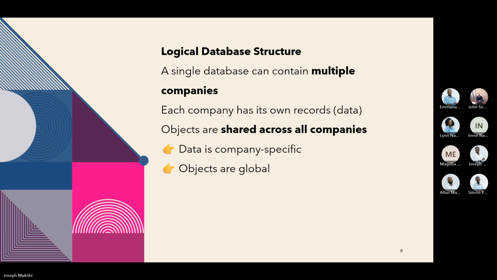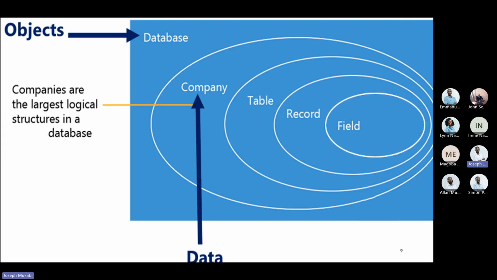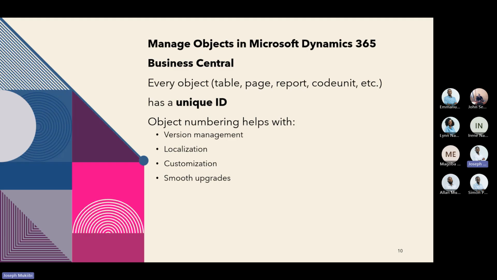Okay. So this is the image that I was talking about, where it shows you the objects at the database level. They are stored globally, and then you have the company data, where you see the arrow showing data, and then we have the tables, and then the records, and then the fields. So as I've said, the company data is specific to that company, but the objects are global. Then we can move on to the next.